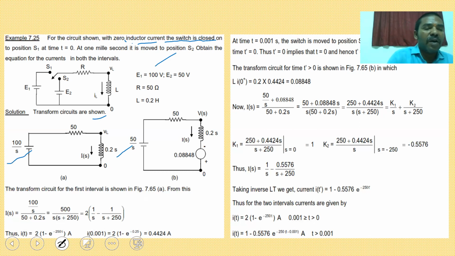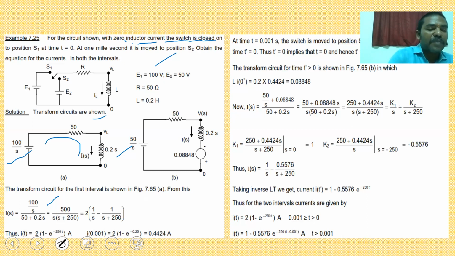So now the current flowing through the inductor is I of S. So I of S is equal to voltage 100 by S divided by impedance 50 plus 0.2 S. So if you go for the calculation, 500 divided by s into s plus 250. So that is equal to 2 into, I am going for the partial fractions, 1 by s minus 1 by s plus 250.